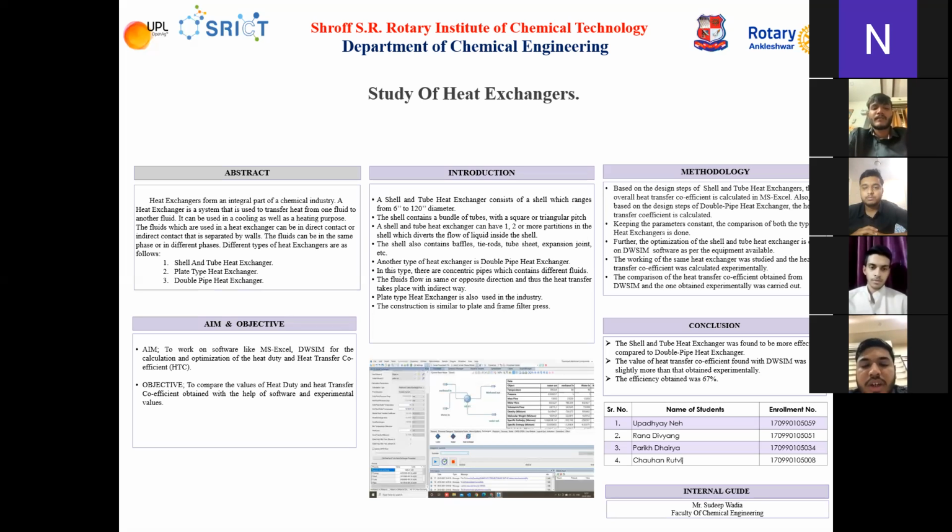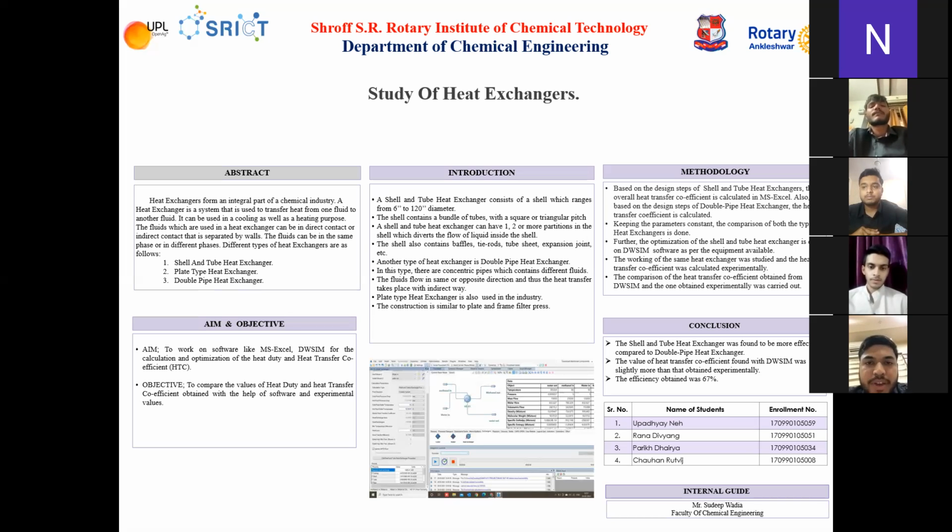Another type of heat exchanger is the double pipe heat exchanger. In this type of heat exchanger, there are concentric pipes which contain different fluids. The fluids flow in the same or opposite direction, and thus heat transfer takes place between the two fluids in an indirect way. Another type of heat exchanger is the plate type heat exchanger. It is also used in industries. The construction of a plate type heat exchanger is similar to a filter press.